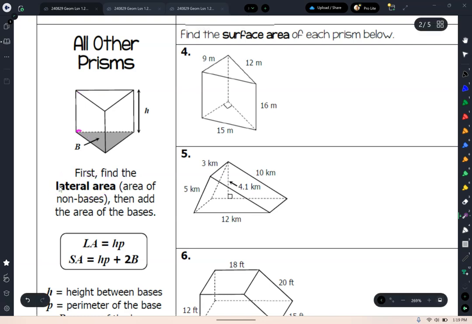And then, of course, you can see there's our capital B, the area of the base, and we would have 2 bases in our formula. So if we find the lateral area, which is this H times P, and then add the area of the 2 bases, we'll have the whole surface area of the shape, okay? So let's talk about this H times P. This H is the height of the solid.